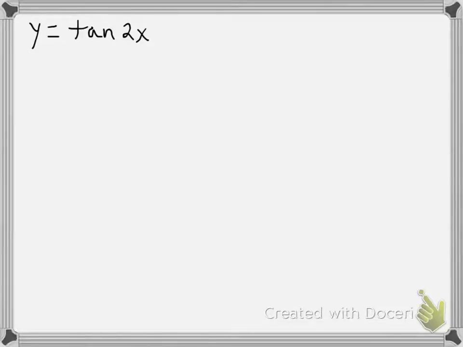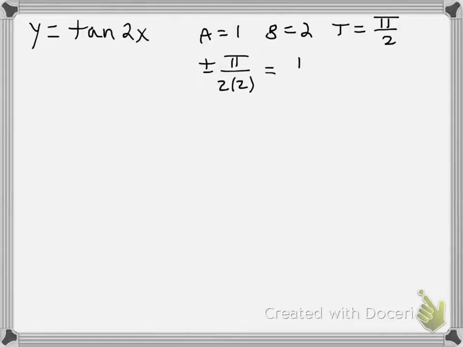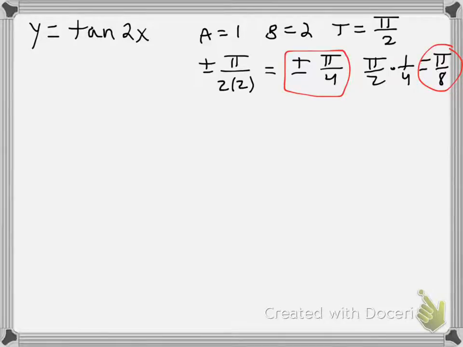So let's go ahead and label everything. A is 1, B is 2, period is pi over b, which is pi over 2. My asymptotes are plus or minus pi over 2b, so my asymptotes are going to be at plus or minus pi over 4. And then lastly, if I take my period and divide it by 4, or times it by 1/4, each of my marks is going to be worth pi over 8. So with that information, with my pi over 8, with where my asymptotes are, I can sketch my graph.